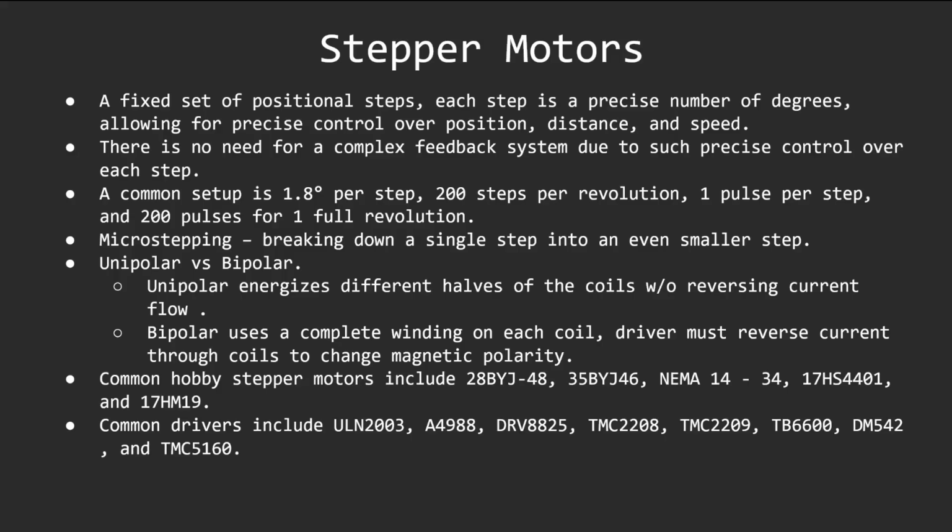Then we have stepper motors. They have a very fixed set of positional steps. Each step is a precise number of degrees, allowing for very precise control over position, distance, and speed. There's no need for any kind of complex feedback system because we have precise control over each step. A common setup is like 1.8 degrees per step, 200 steps per revolution. One pulse per step and 200 pulses for one full revolution.